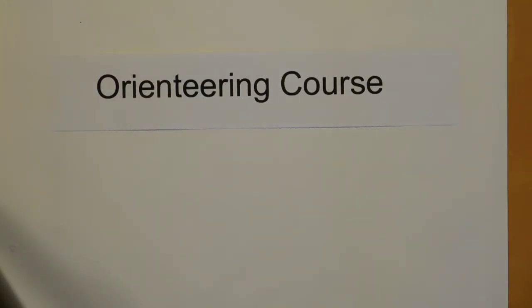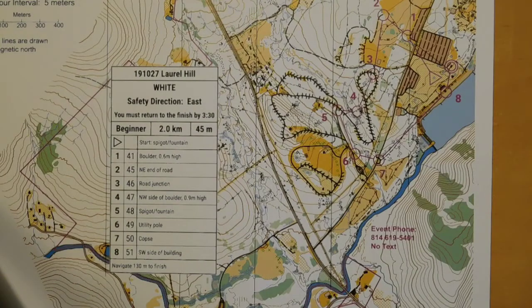When you go orienteering, you do not just take a map and a compass and randomly roam about the forest. Instead, there are specified locations that you need to go to. These locations are referred to as a course. We're going to take a look at a beginner course, a typical one from Laurel Hill State Park, the same map that we saw before. Here is such a course.